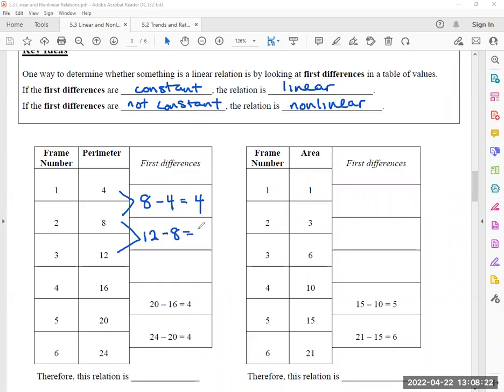12 minus 8, that's a 4. 16 minus 12, that's a 4. If you do it in reverse, you'll actually end up getting a negative version of that, and you'll be like, oh, those numbers aren't the same. But in fact, you have to be consistent. Do you see how every first difference is the same? Linear. This relationship is linear.